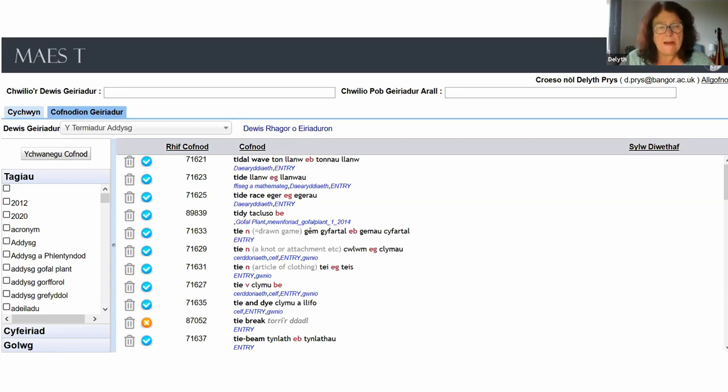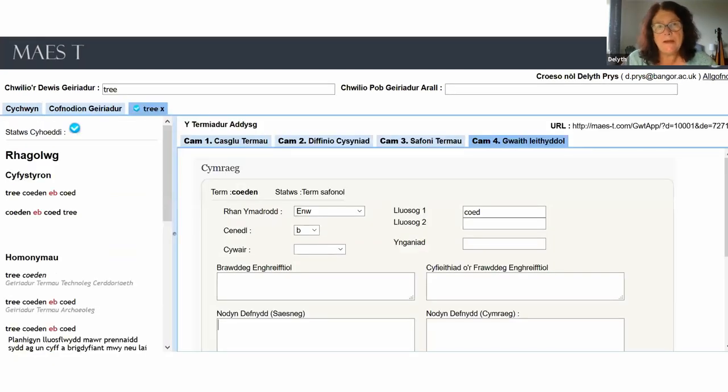You will see that one entry there down the bottom doesn't have a blue button. It has a red circle with a cross in it. That means that that particular entry isn't published. So it means that either we're still working on it or we've unpublished it because of a certain problem. So this is the back end. MyST is the back end of the system, and I'll be showing you the online dictionary public version in a minute. But just to show you what happens if we go into an entry.